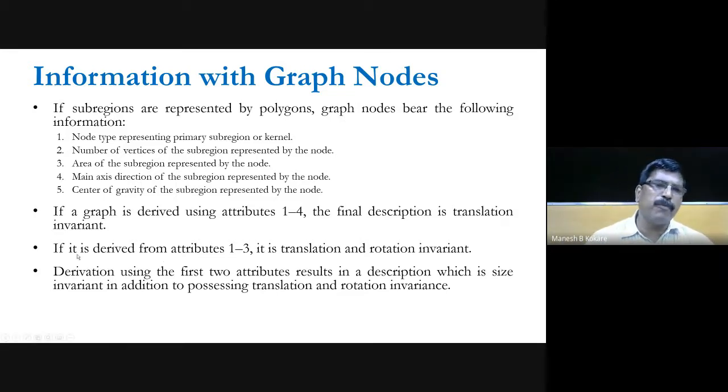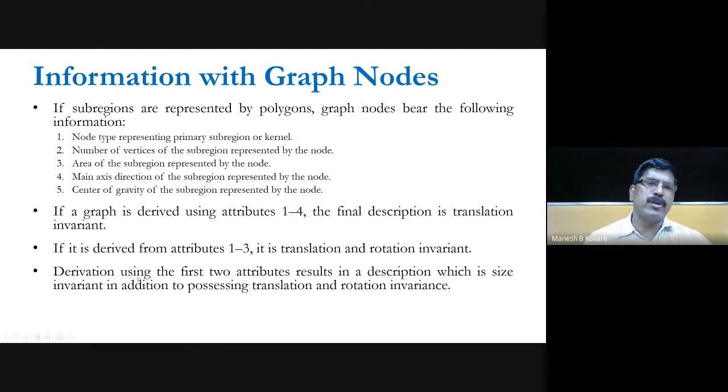Okay, and if it is derived from attributes 1 to 3, like the node type representing primary subregions or kernels, the number of vertices of subregions, and the area of the subregion represented by the node, then it is translation and rotation invariant. See that there are 3 things. One is translation invariant, another one is rotation invariant, and the third one is scale invariant. So even if the shape or scale is changed, your graph should not change.